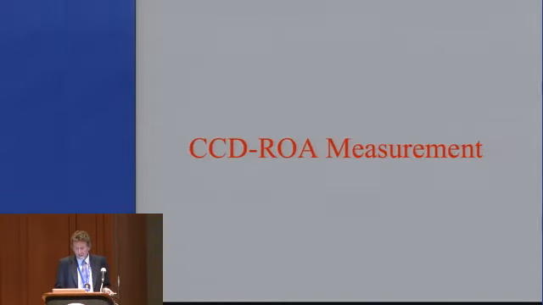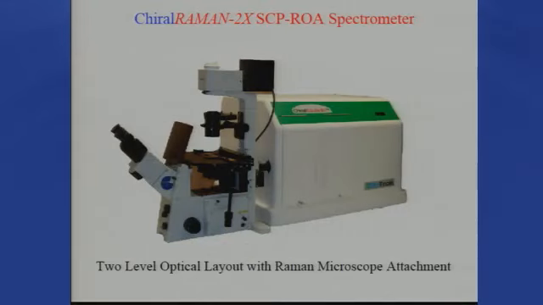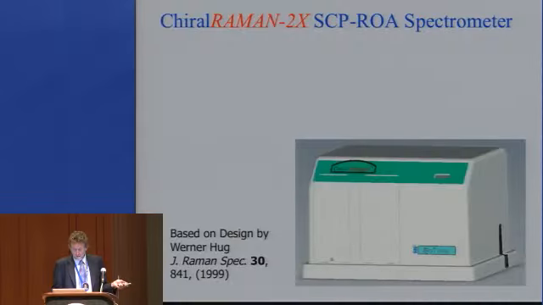I'm going to switch now to ROA, tell you a little bit about ROA. This is a paper that we published in 1988 reporting the first circular polarization measurement of ROA, and that transformed itself 15 years later into a BioTools product. It's based on a design published in 1999 by Werner Hug, who worked very closely with Critical Link in Syracuse to manufacture and come to a final design of the ROA spectrometer.